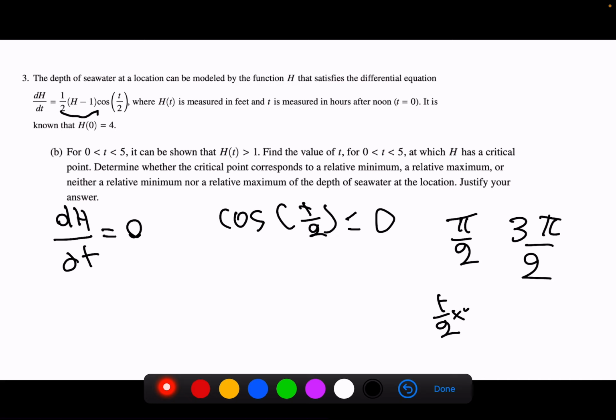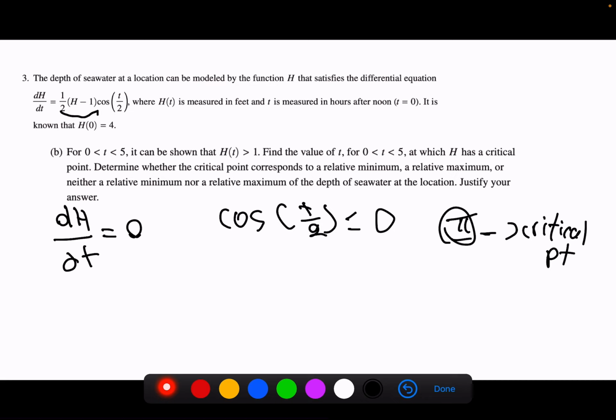So we multiply by 2. That gets rid of the 2's, and we're left with pi and 3 pi. However, the interval is from 0 to 5, so we can get rid of the 3 pi. I'm just going to delete all that to make space. So our critical point is going to be pi. I can write that as the critical point, and that is our only critical point.